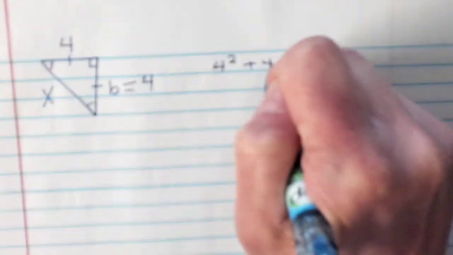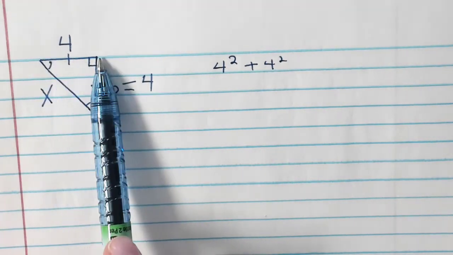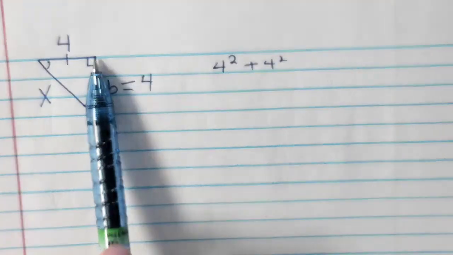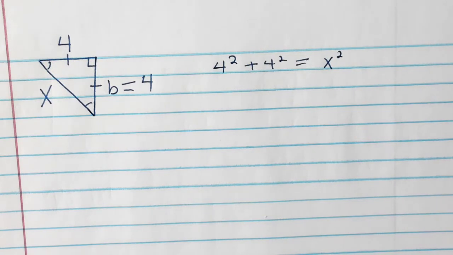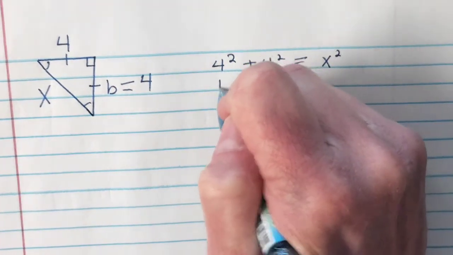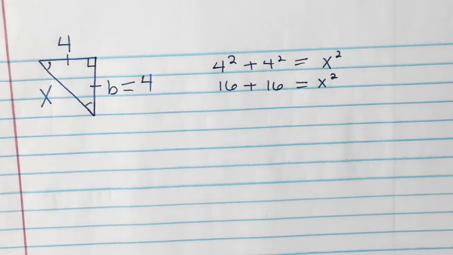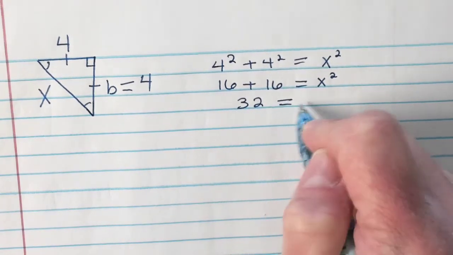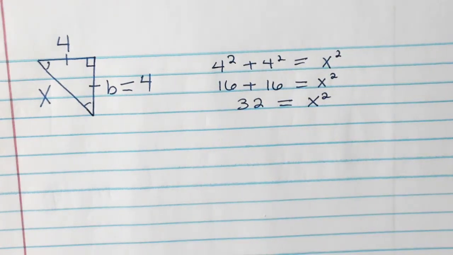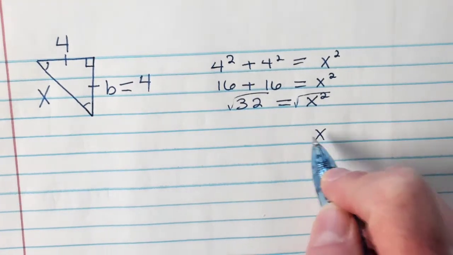But let's do Pythagorean theorem, and let's find the length of our hypotenuse. So we're going to take leg squared plus leg squared. If you're wondering how to know which one's which, remember that the legs come together to make the right angle. The hypotenuse is opposite the right angle. We're going to set that equal to x squared. Again, I'm going to be your human calculator. 4 squared is 16, and another 16, and we have our x squared. 16 plus 16 is 32. And we know we have to take a square root so that we can figure out what x is equal to.